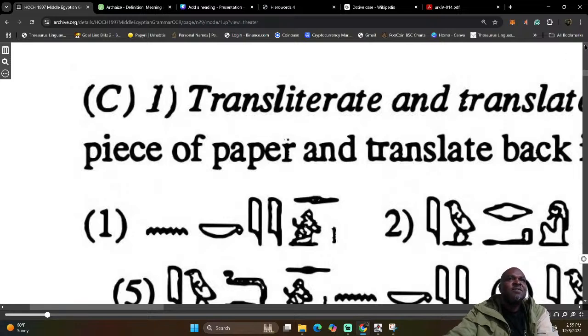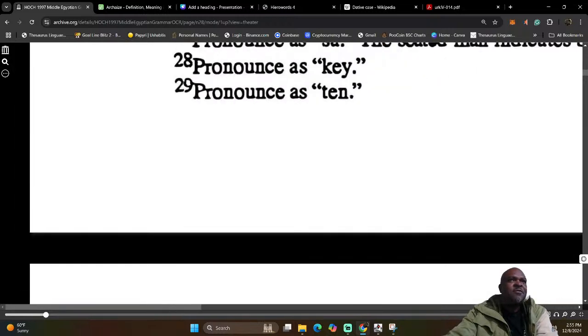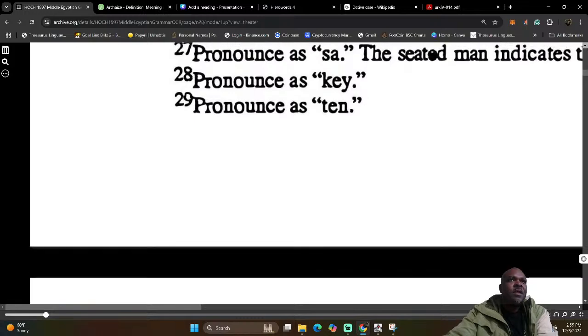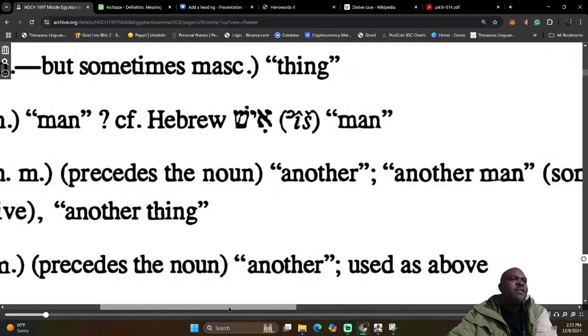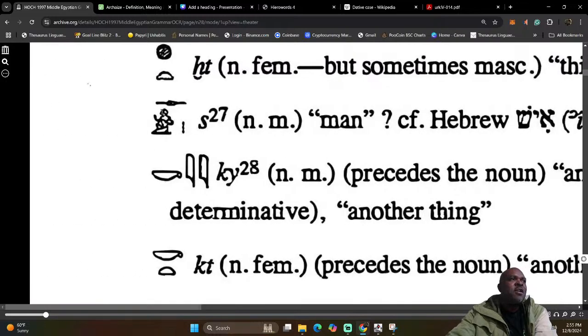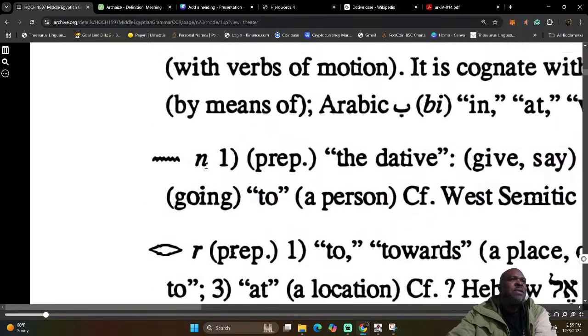If I take you back up to the words, you can find each one of these words, and this is how you can begin to start learning by yourself with lessons like this. See the word key? It is the bowl, the K bowl with the 2 reed leaves, right? If you come over there, it says another. See the word above it? Sa? That's a man.